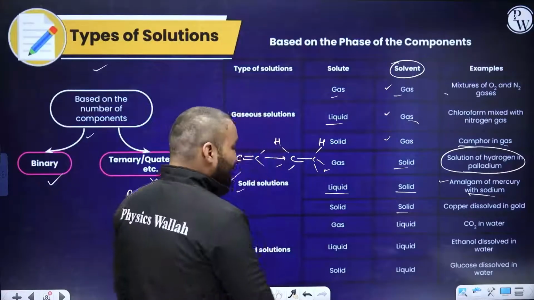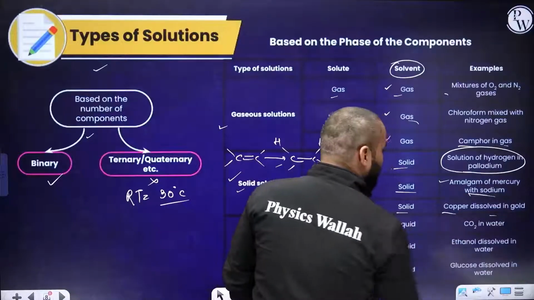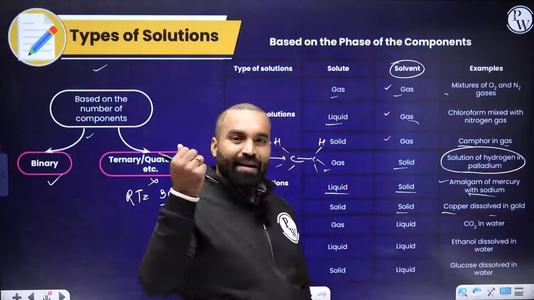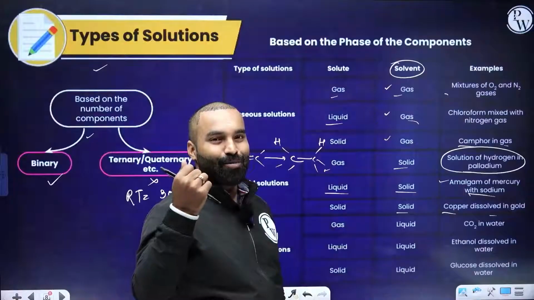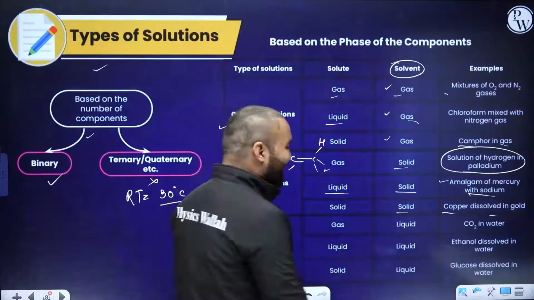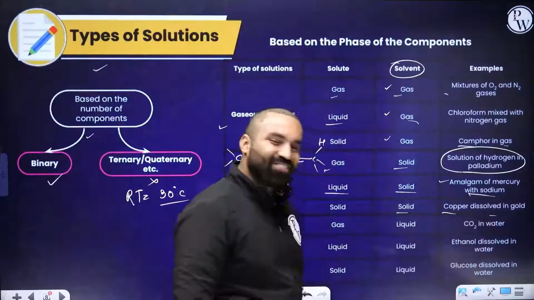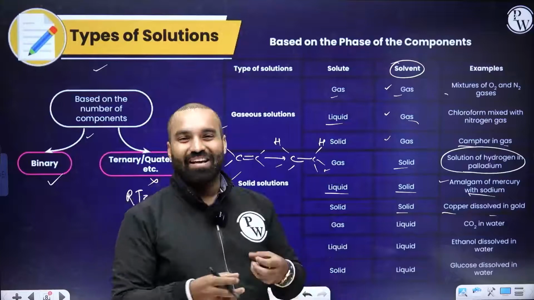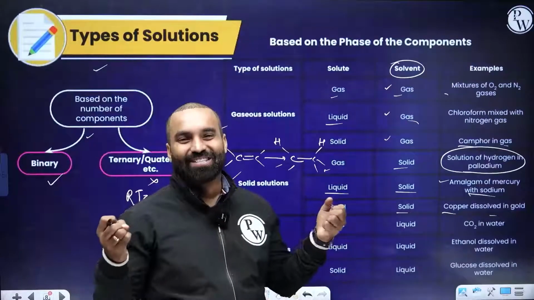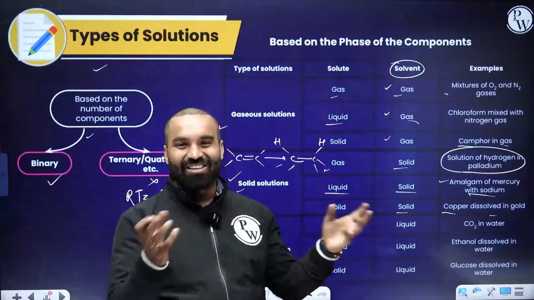Okay. Now we have copper dissolved in gold. For example, my ring has, I will not tell you the composition of this, copper dissolved in gold. When the two metals are taken together, overall it looks like a solid: solid plus solid, overall solid.